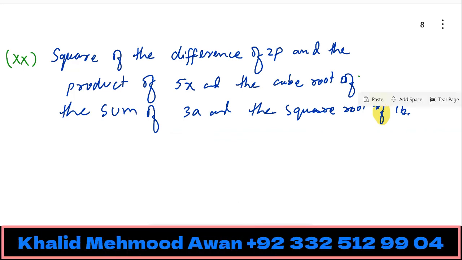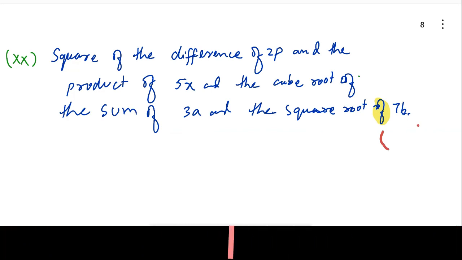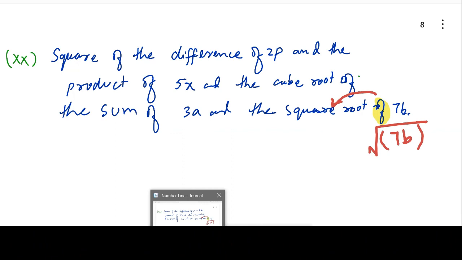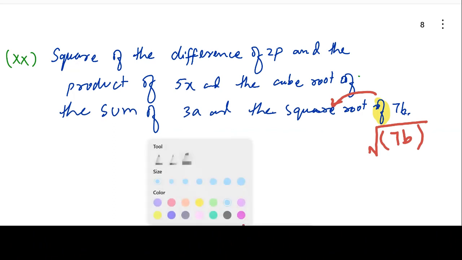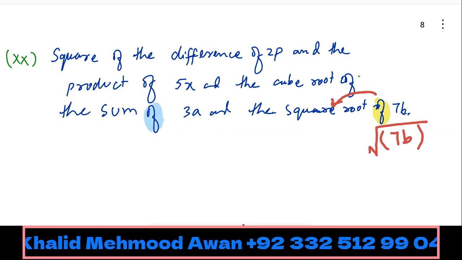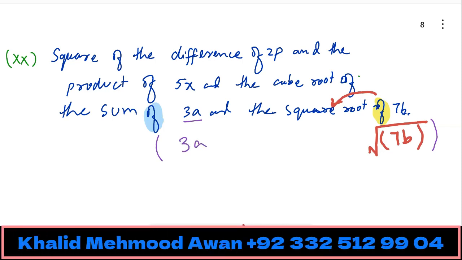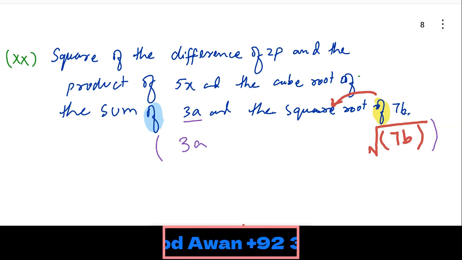So the bracket is there till the end of the statement, and there is 7b in between this, and it says square root, so we'll be putting a square root on this one. Now it says another "of" here, so we'll be putting another bracket in place of this till the end of the statement. And then there is 3a, we are writing 3a, and there is no other number, and there is the square root of 7b. So we have found it, and we'll be dealing with it.